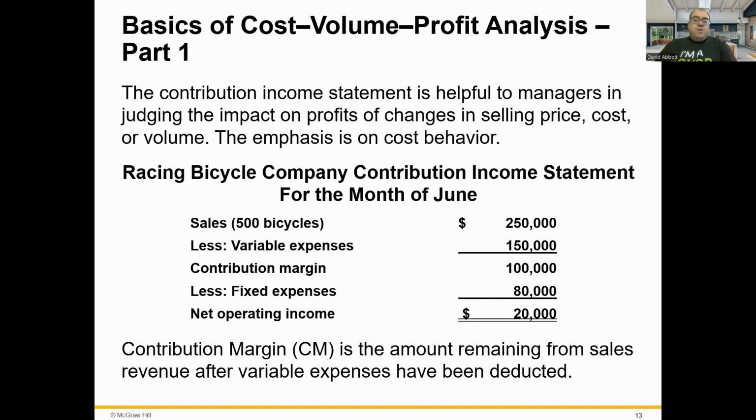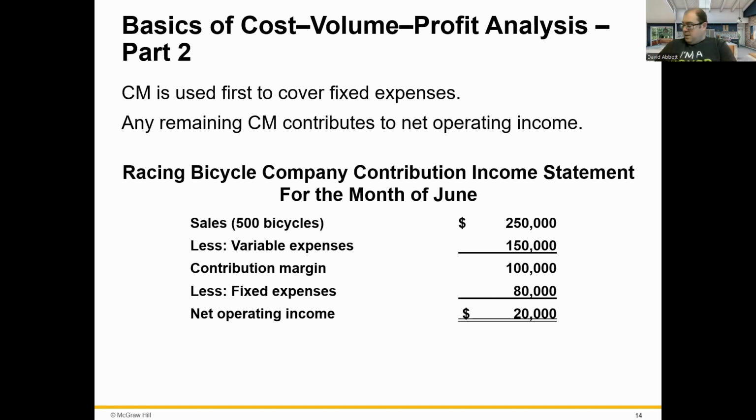So we see here that for the month they sold 500 bikes, so they sold a total of 250,000, less the variable expenses of 150,000. So the contribution margin is going to be 100,000, and then minus our fixed expenses of 80,000, our net income is going to be 20,000. Now, the contribution margin is going to first be used to cover our fixed expenses. And then whatever is left from that would be our net operating income.